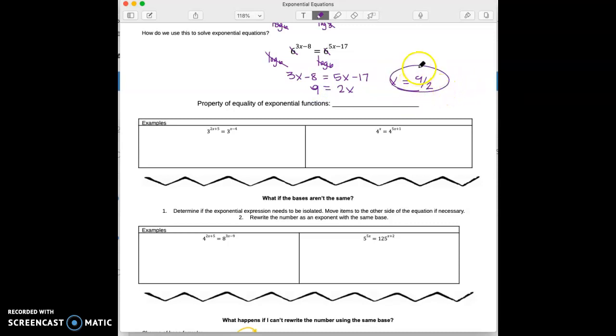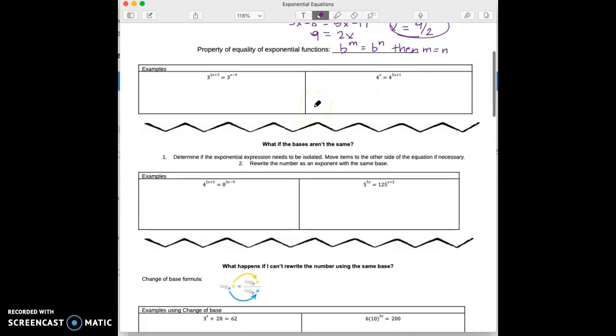This actually leads us to the property of equality for exponential functions, which simply says that if you have two expressions that have the same base, then the exponents have to be equal to each other. So basically we just can say, well, because I know the bases are the same, the exponents have to be the same, and then we can just work with the exponents. We don't really have to go through that step with the log.